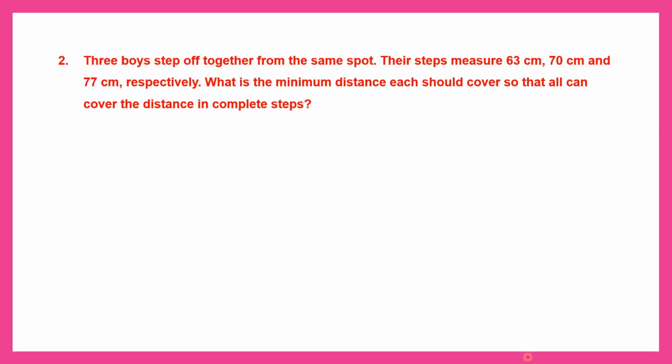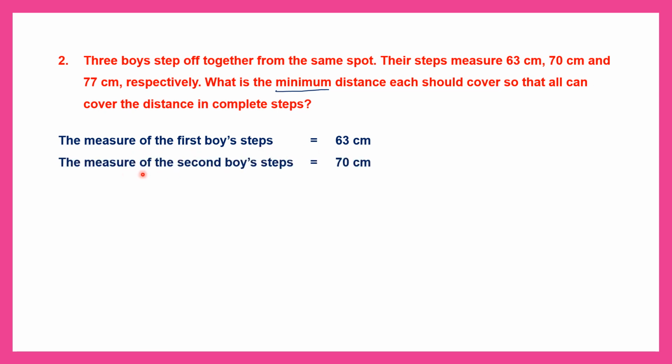Minimum means lowest, like I said. That means in this case we have to find the LCM. So that will tell us the minimum distance each boy should cover so that all can cover the distance in complete steps. So let's begin by saying the measure of the first boy's steps is 63 centimeters given to us. The second boy's steps is 70 centimeters and the third boy's is 77 centimeters.